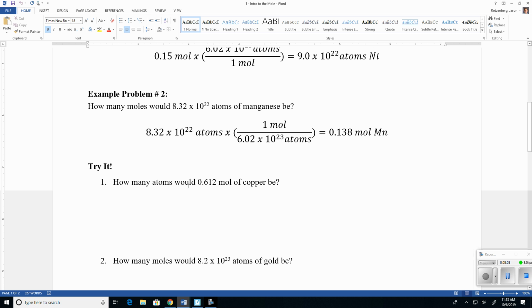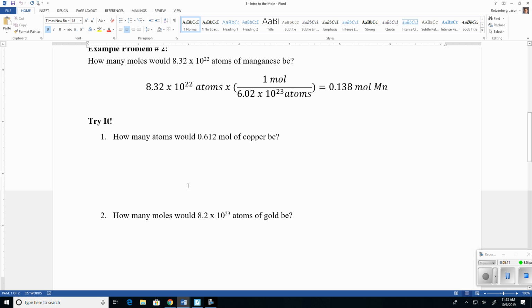So if I look at the first example problem, I'd like to do that with you right now. It says, how many atoms would 0.612 moles of copper be? What you should always start off with is write down the number that's given to you within the problem. Just like you would in a metric conversion. So, 0.612 moles.